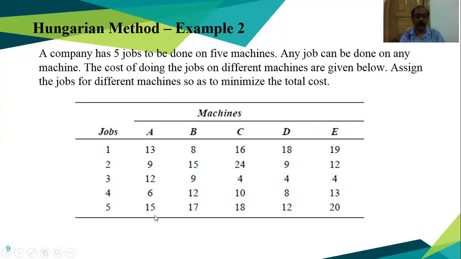Because for the assignment problem, we know each and every job can be assigned to every machine, or every machine can be assigned to every job, but their costs are different and the costs are given. According to the cost, we have to minimize it. This is the problem given here.